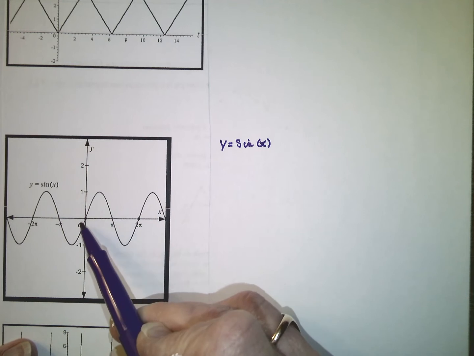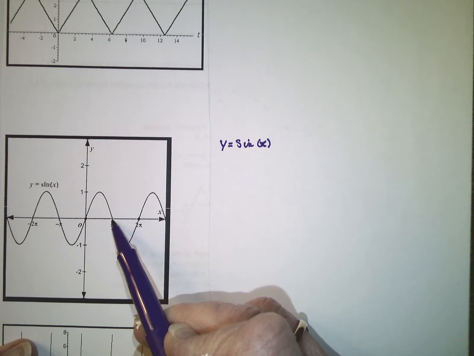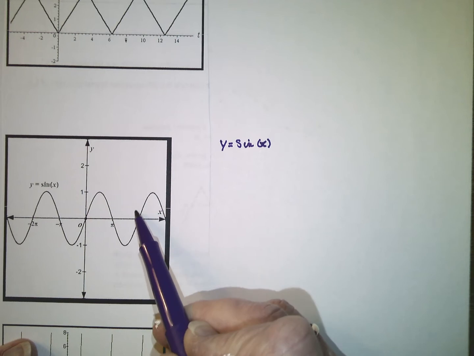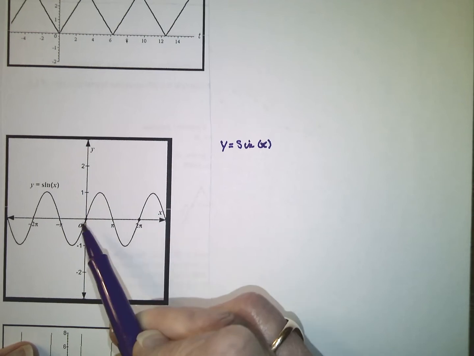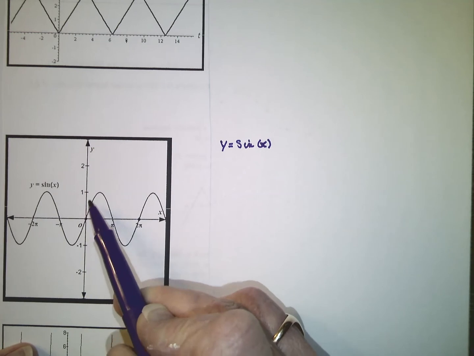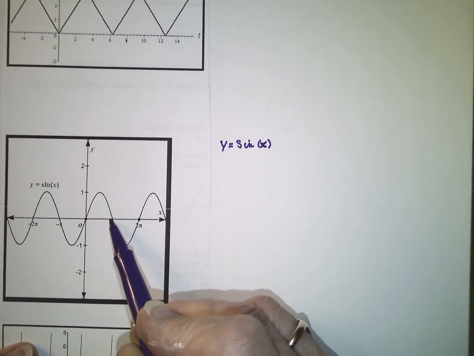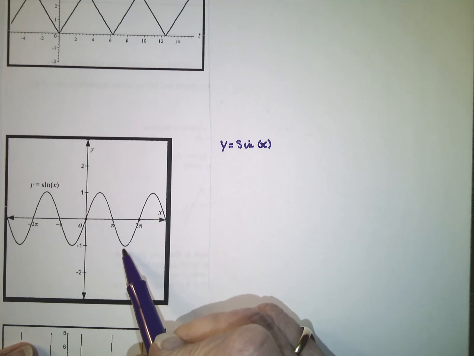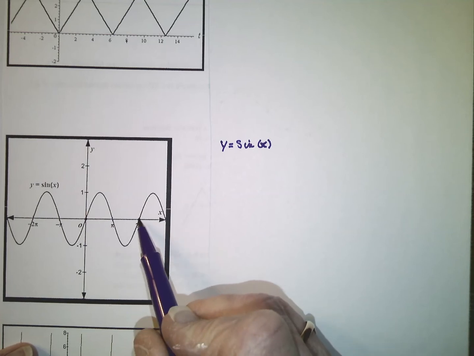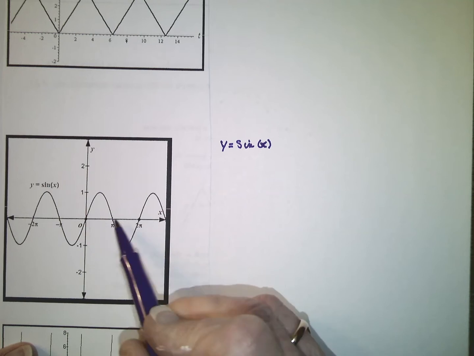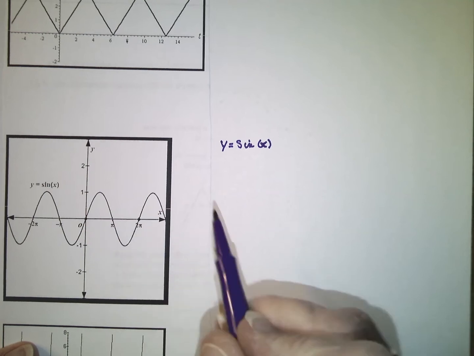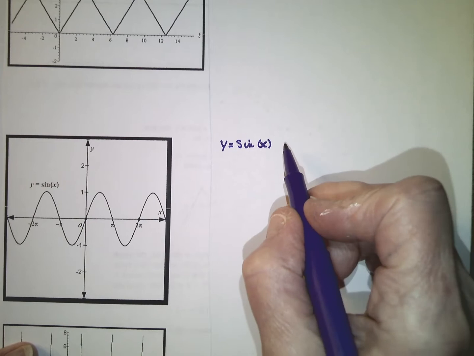Because if it did, then this would be one full cycle, and this going back up again would be another cycle. But this starts at 0, goes up, down, passes through 0, goes down, and then comes back up again and is ready to start over. So from 0 to 2 pi, that is our period.